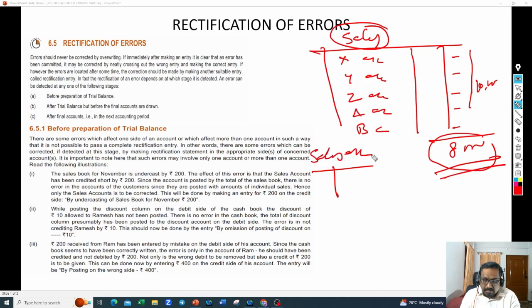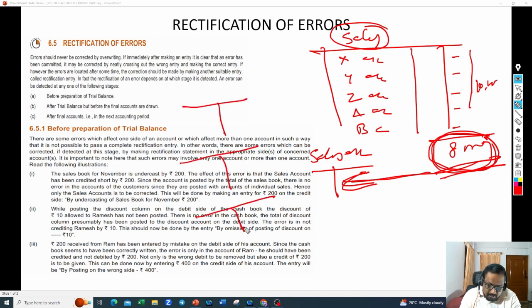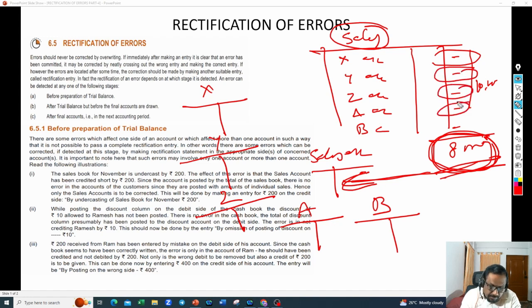How do we post to sales account? The total of the sales book for that period will be posted to sales account. Please remember this point. The total of the sales book will be posted to sales account. Whereas when I am preparing X account, Y account, Z account, A account, B account, when I prepare all these accounts, the individual amounts posted against each account will be posted to their respective accounts.